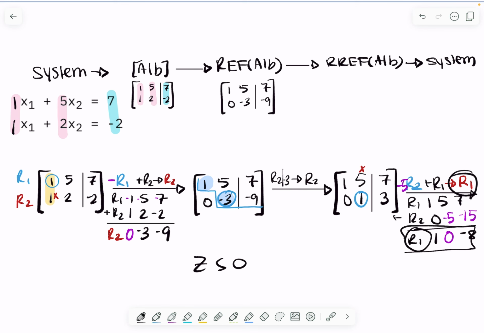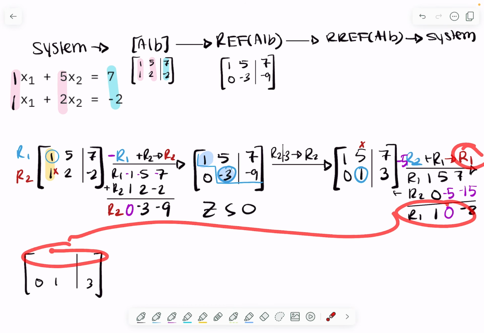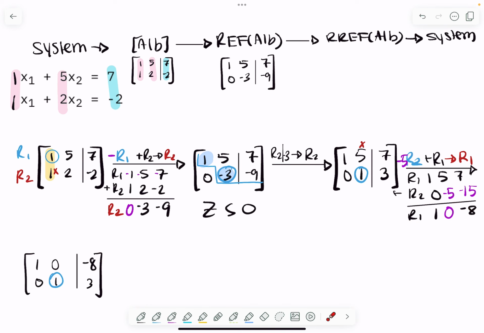This is saying, hey, this is going to be my new row 1. So the only thing I change is row 1. So row 2 stays the same. It's going to be 0, 1, 3. And the only thing I change is row 1. So that's going to replace my old row 1. Great. Now this is my pivot position. Everything above it is 0. So we move on to the next pivot position.